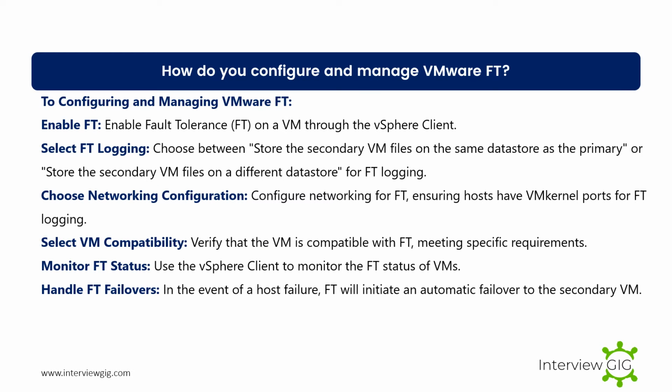How do you configure and manage VMware FT? Enable fault tolerance, FT, on a VM through the vSphere client. Select FT logging: choose between storing the secondary VM files on the same datastore as the primary or on a different datastore for FT logging. Choose networking configuration: configure networking for FT, ensuring hosts have VMkernel ports for FT logging. Select VM compatibility: verify that the VM is compatible with FT, meeting specific requirements.